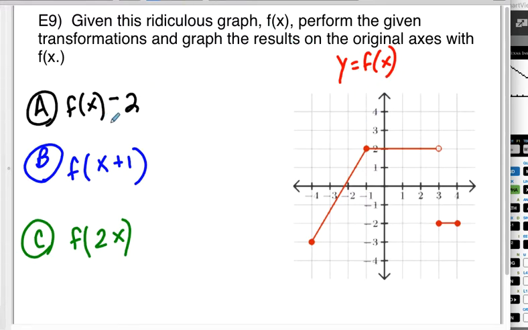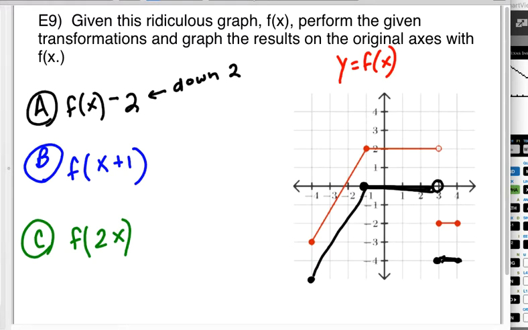So f of x minus 2 is going to mean move every point down 2, right? So any dot I have, I'm going to move it down 2. So this dot is going to move down 2. This open circle is going to move down 2. These guys are going to move down 2. So I'm pretty sure it's going to look something like, and again, forgive my inability to draw, but it's going to look something like this. Cool. All right.